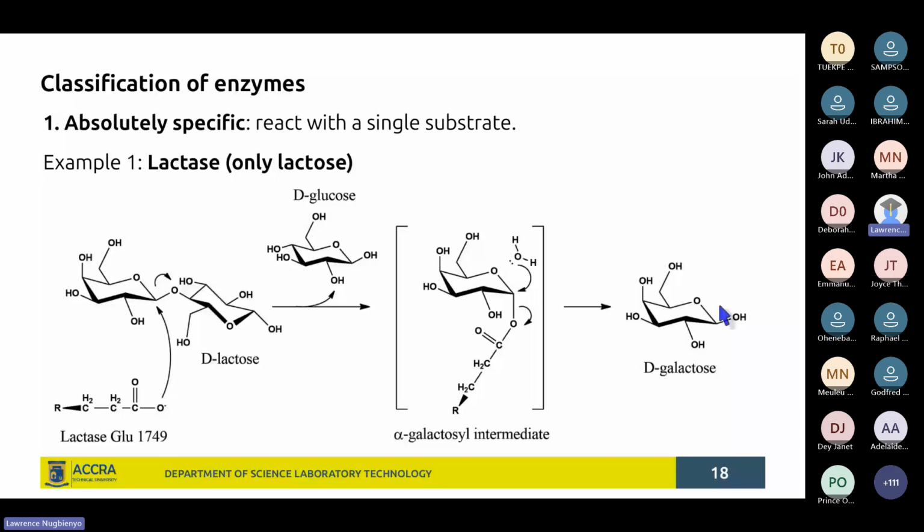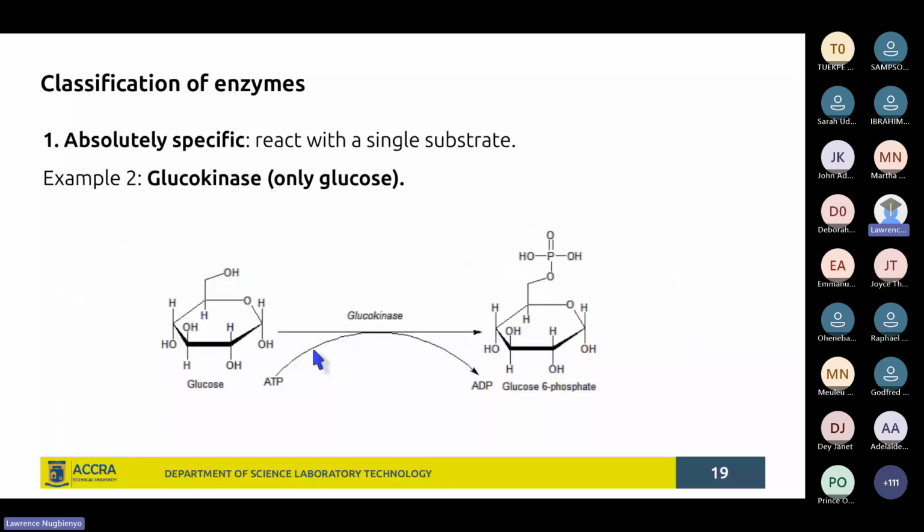So that's lactase. Of course, this is just to show the mechanism of action of this. As we move on, at least we should be looking at some mechanisms right from now. Even though there will be time we'll look more and more at mechanisms of action. So that's an absolute specific enzyme, lactase, acting only on lactose. Another one is glucokinase. So again, from the name, glucokinase will act only on glucose.